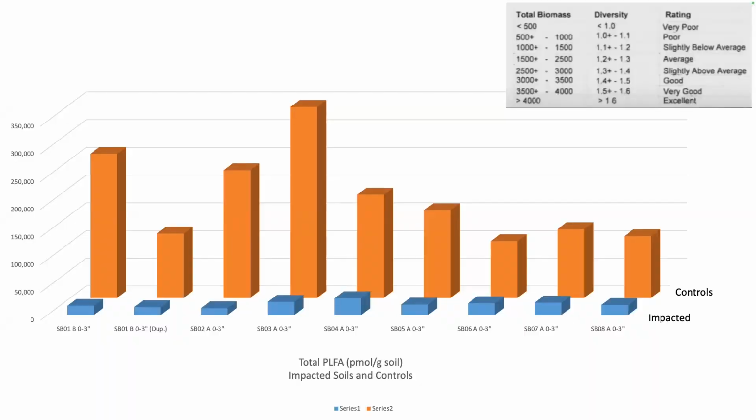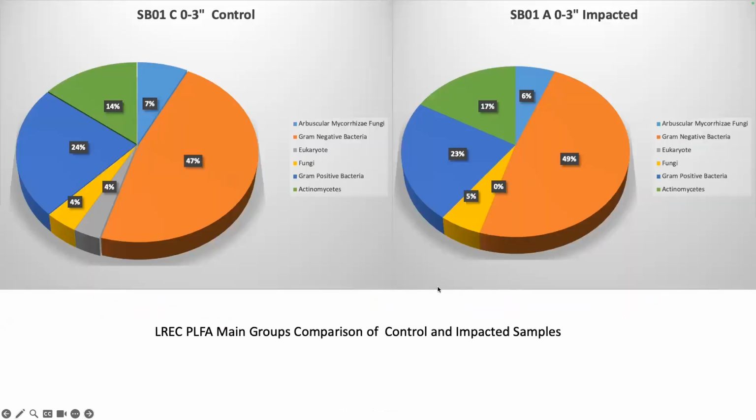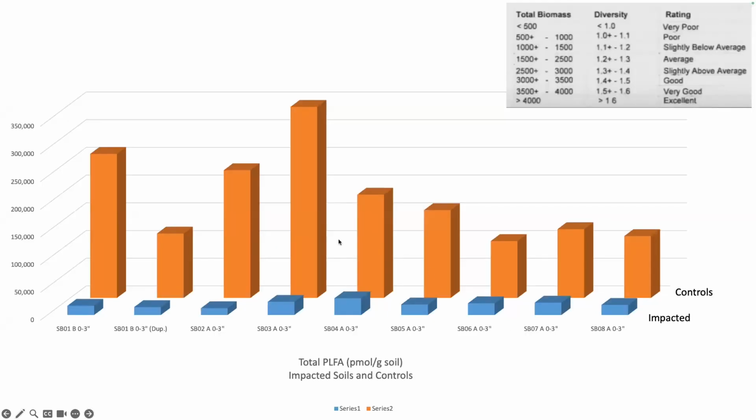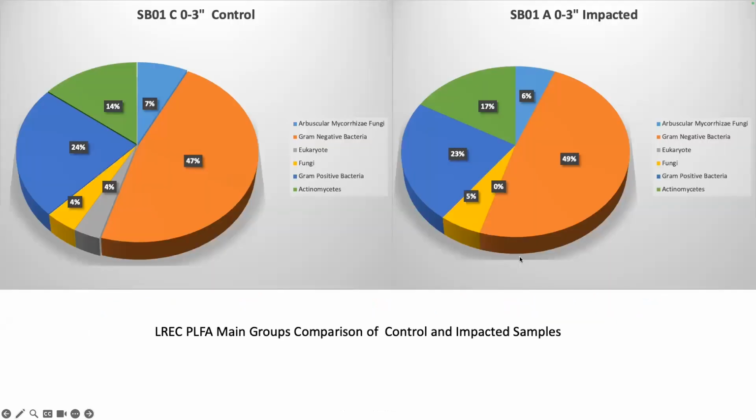And if you can tell from this, the blue dots are the impacted zone. This is the total PLFA per gram of soil. The blue is the impacted corridor. The orange are the controls. So you can see there's quite a difference. And actually doing detailed comparisons across these is kind of pointless because you can tell that there is a huge difference in the total biomass of the soils, as you might anticipate.